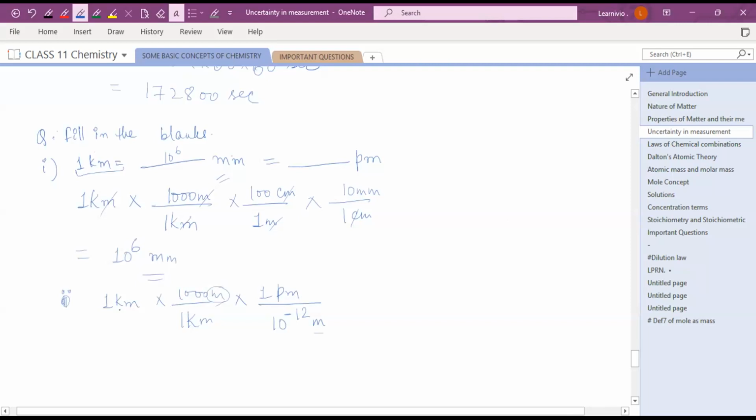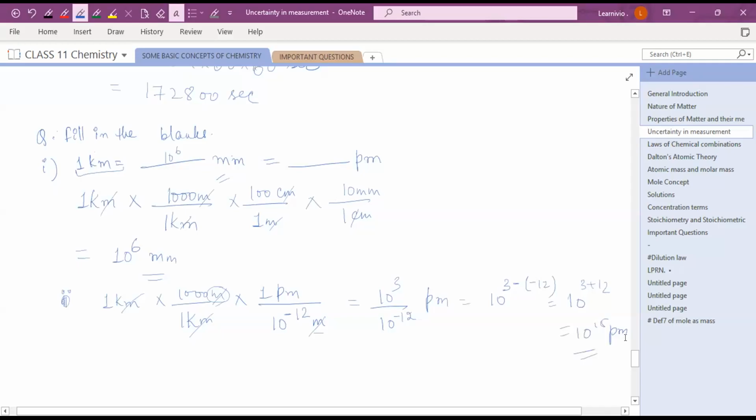Okay, and you will get kilometer and 1 kilometer. The meter will cancel out, and you will get 10 to the power 3 divided by 10 to the power minus 12 picometer. It means 10 to the power 3, and this will give you 10 to the power 15. Yeah, this will be your final answer.